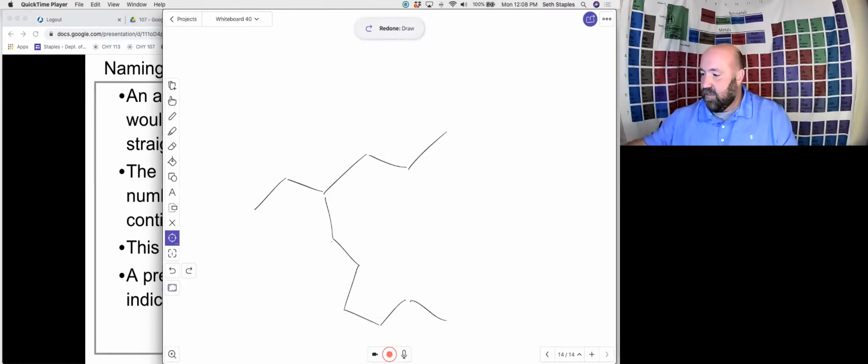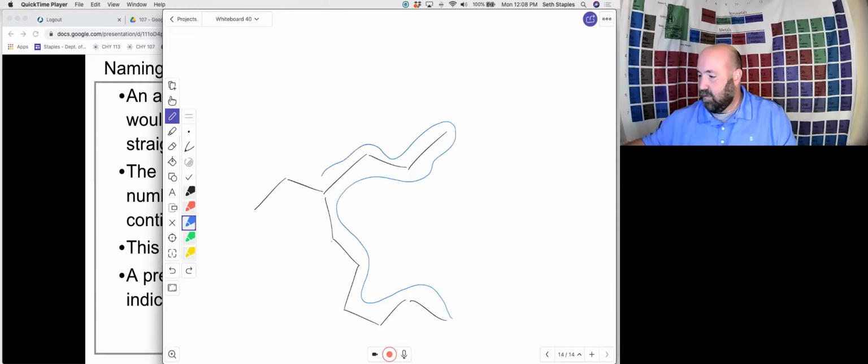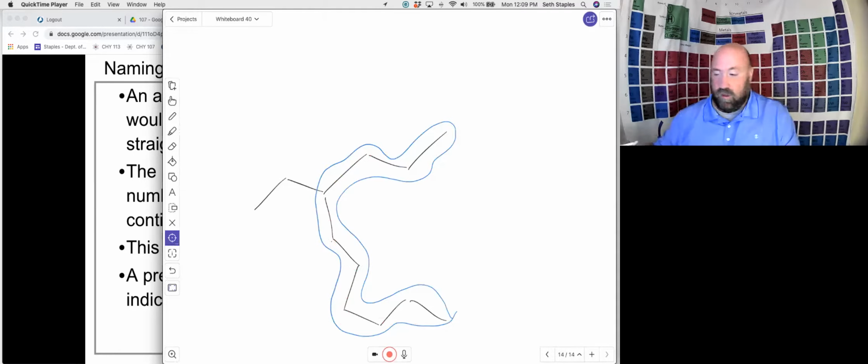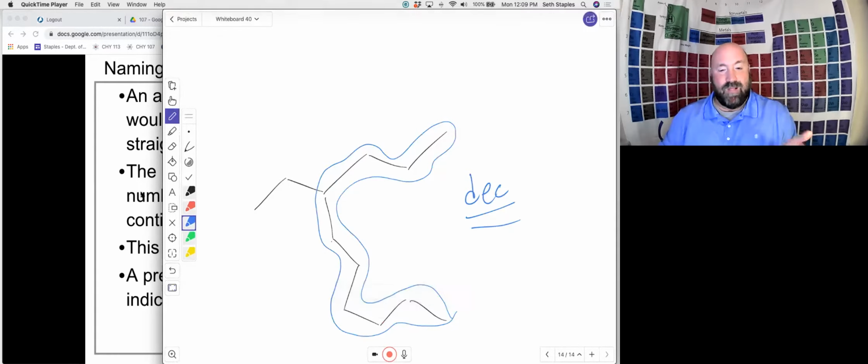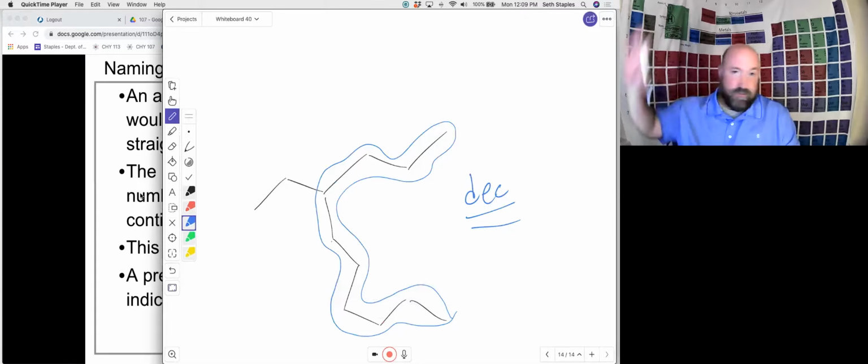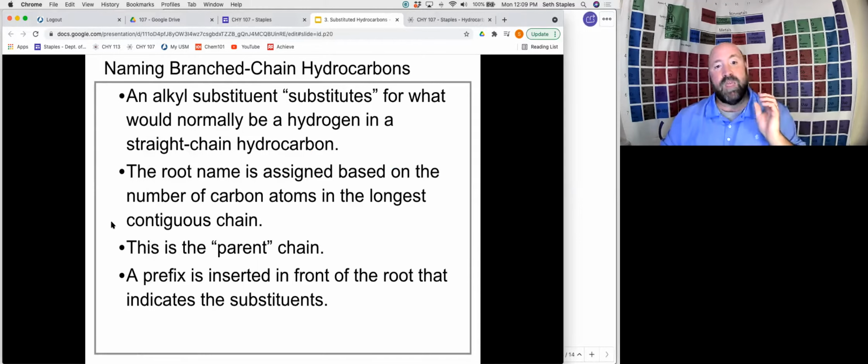And so we could see here that our longest chain would actually be right here. And so we would have 1, 2, 3, 4, 5, 6, 7, 8, 9, 10 carbons long. And so our root for this would be dec. So always look for that longest carbon chain, however you have to go, whatever route you have to take to get there. Look for what the longest continual chain is. And that's called the parent chain.